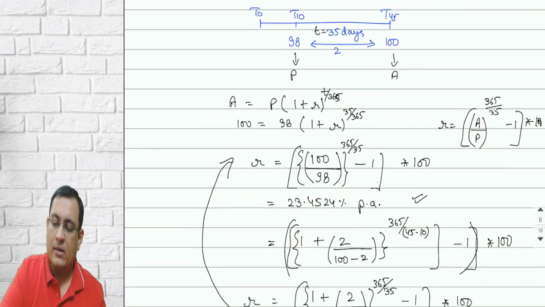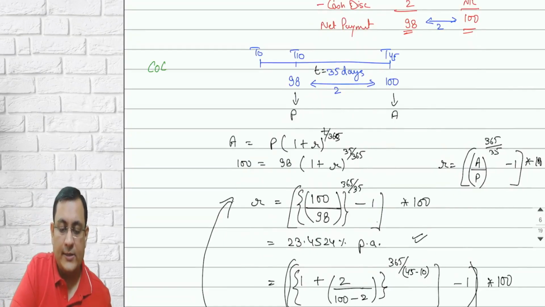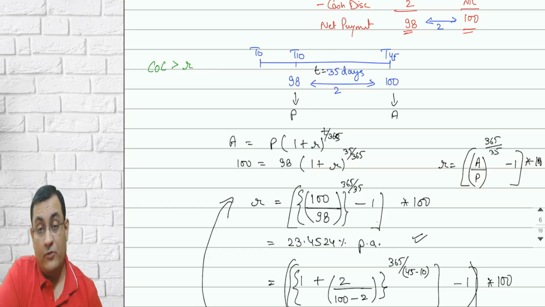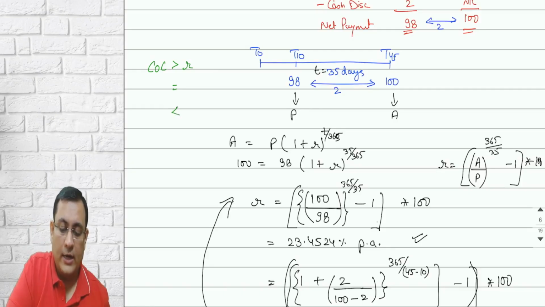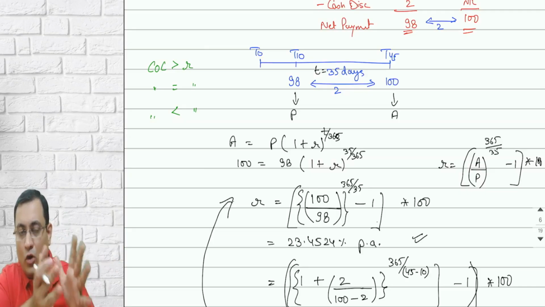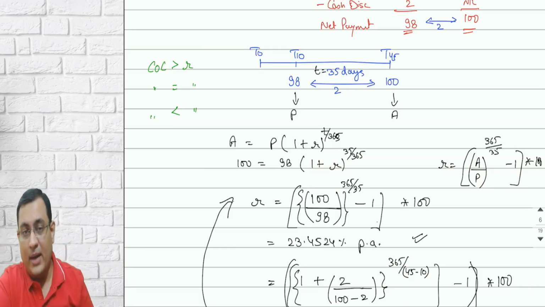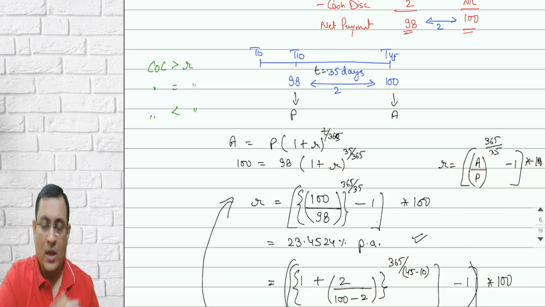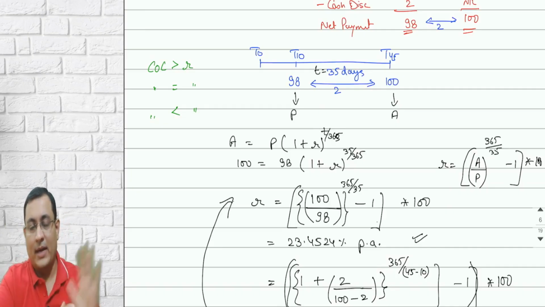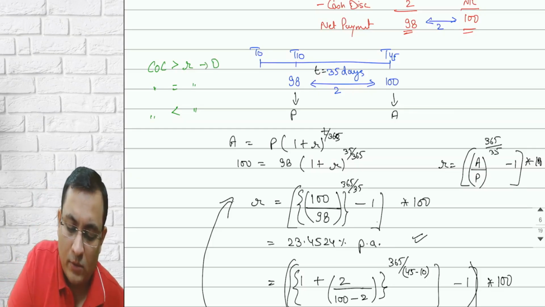So if your bank OD or your cost of capital is greater than R, equal to R, or less than R, what should be the decision? If my cost of capital is, let's say, 25%, it means if I have to pay 98 at T10, I have to get finance at 25% per annum, and the benefit I am going to get by taking this discount will be 23.45%. So should I take that borrowing at 25% to take the advantage of this 23%? No. Do not take the discount. Do not avail the discount.